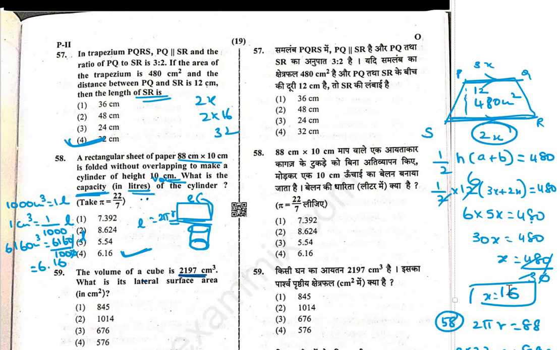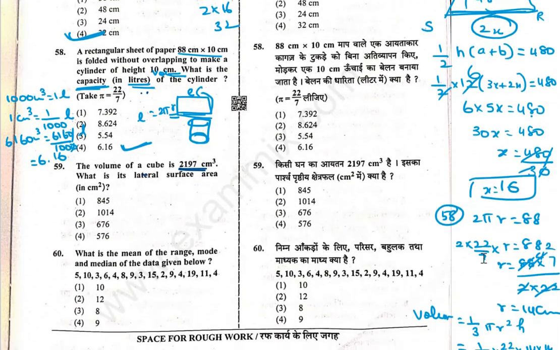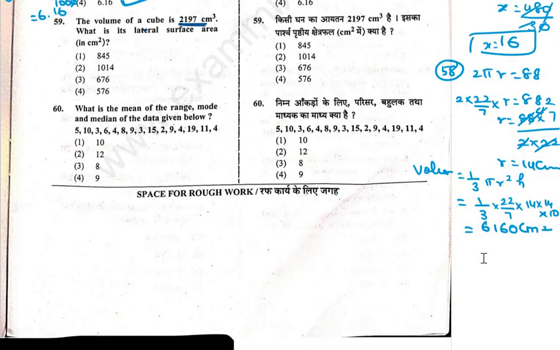Come to the next question. Next, 59th question. The volume of the cube is given. What is asked? Lateral surface. So the volume of the cube is given. What is the volume of a cube? A cube, side into side into side, is 2197. From this we have to find the value of a.